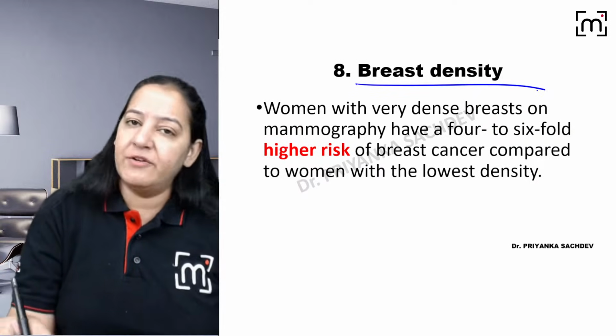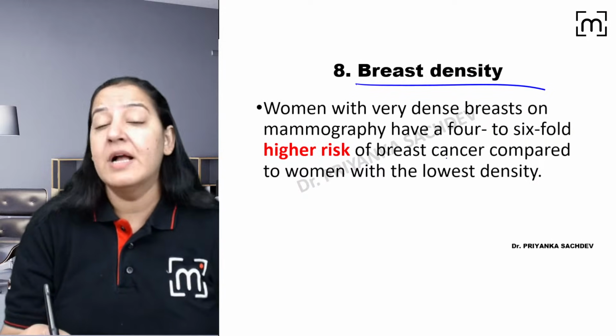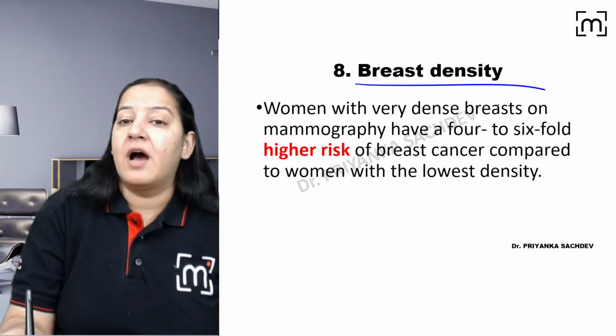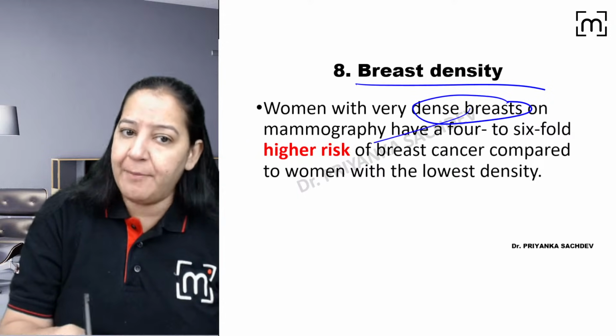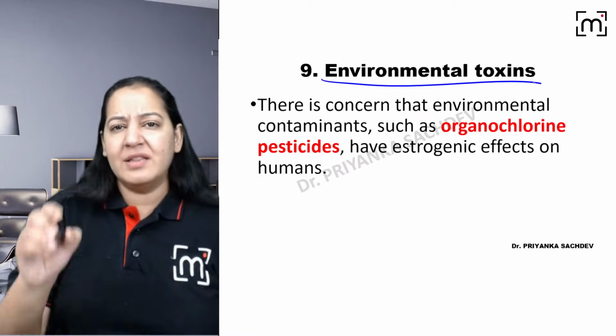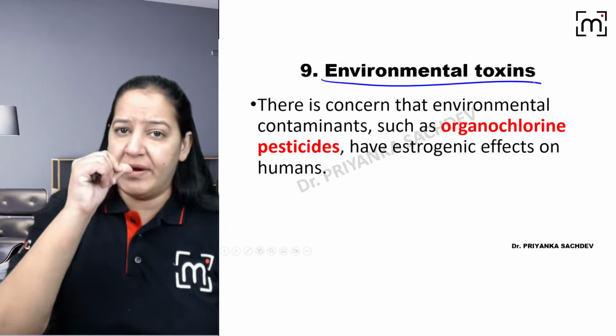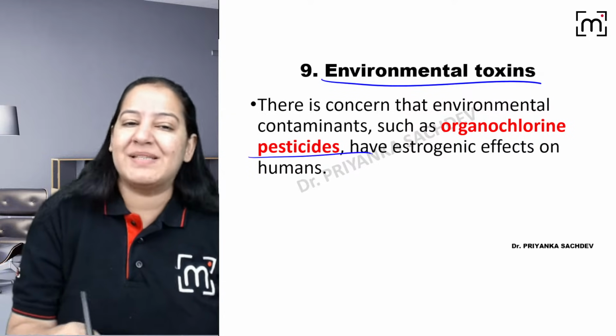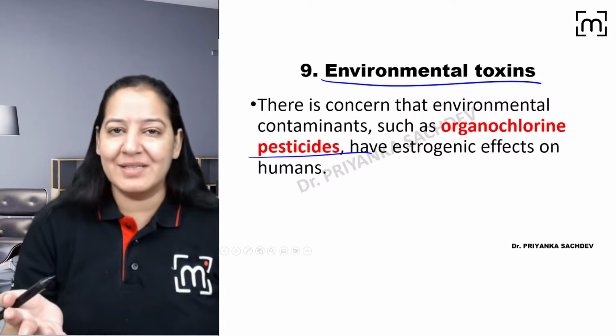Breast density: different females have different density of the breast. The female whose breasts are very dense has a high probability of developing breast cancer in future, right? Environmental toxins. In the environment we live in, what we eat, drink, and inhale, various pesticides are present. So that also increases the risk.